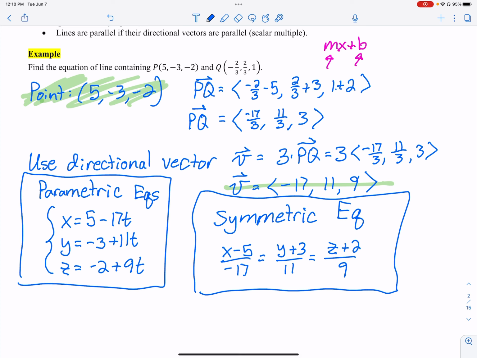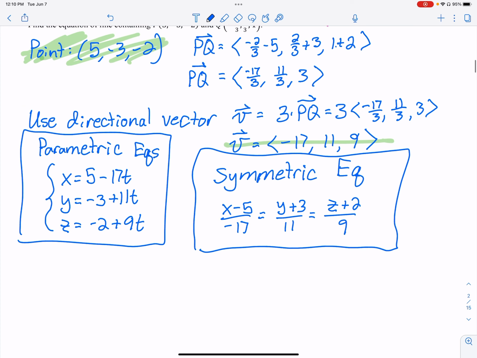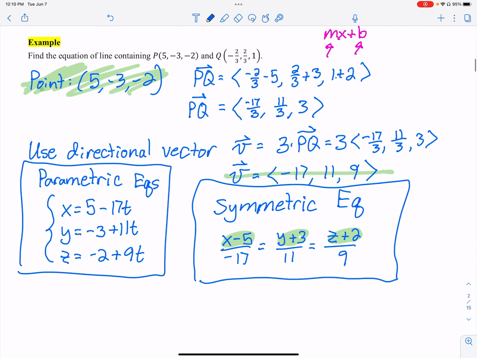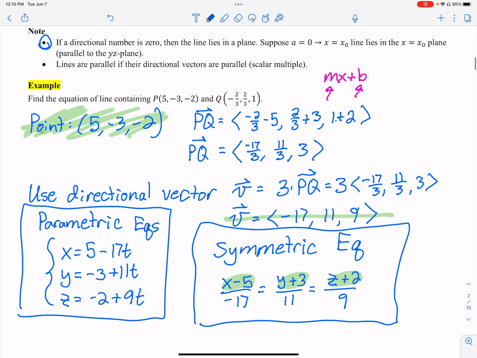One thing I do want to point out, when we're pulling a point from this, it is the opposite of the inside. The point here, let me highlight all 3 of these, is 5, negative 3, negative 2. So be careful when you're pulling it from there that you're changing your signs, going backwards. Be wary of that. All right. I do want to point out one more example. There are my answers for that.